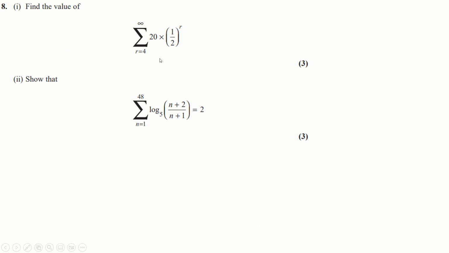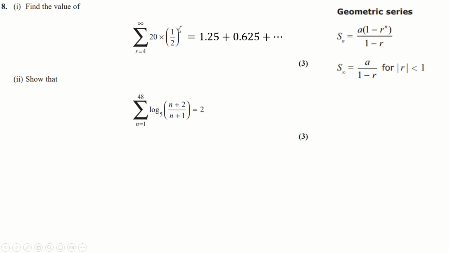Good, here we've got a sequence. The first time when you use r is 4 is 20 times a quarter to the power 4, which is this, and then 20 times a half to the power 4, and then a half to the power 5.